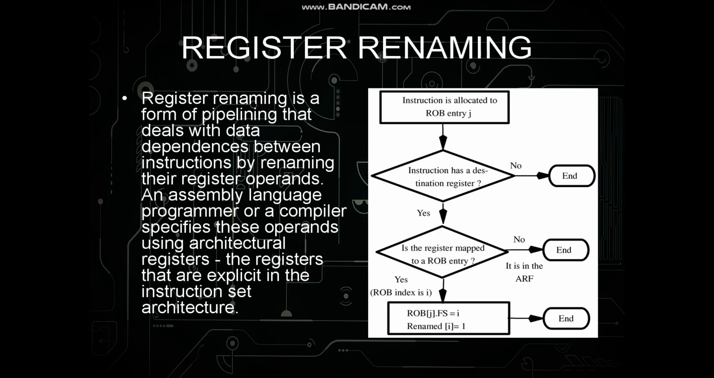Last, we have register renaming. Renaming is a form of pipelining that deals with data dependencies between instructions by renaming the register operands. An assembly language programmer or a compiler specifies these operands using architectural registers, the registers that are explicit in the instruction set architecture. That will be all.